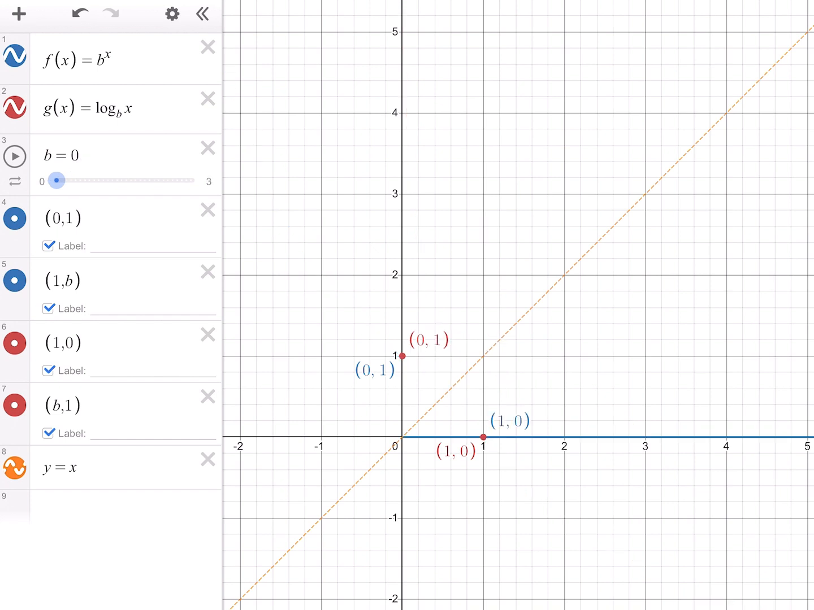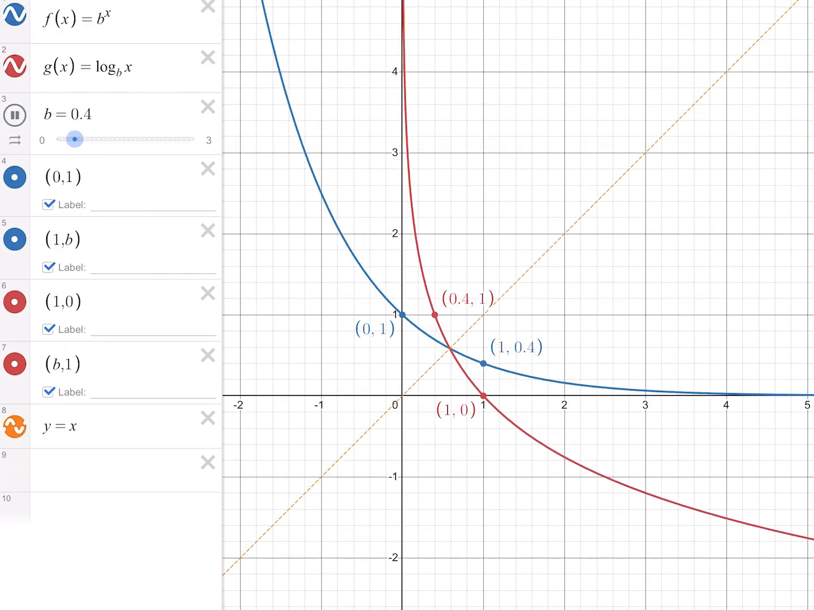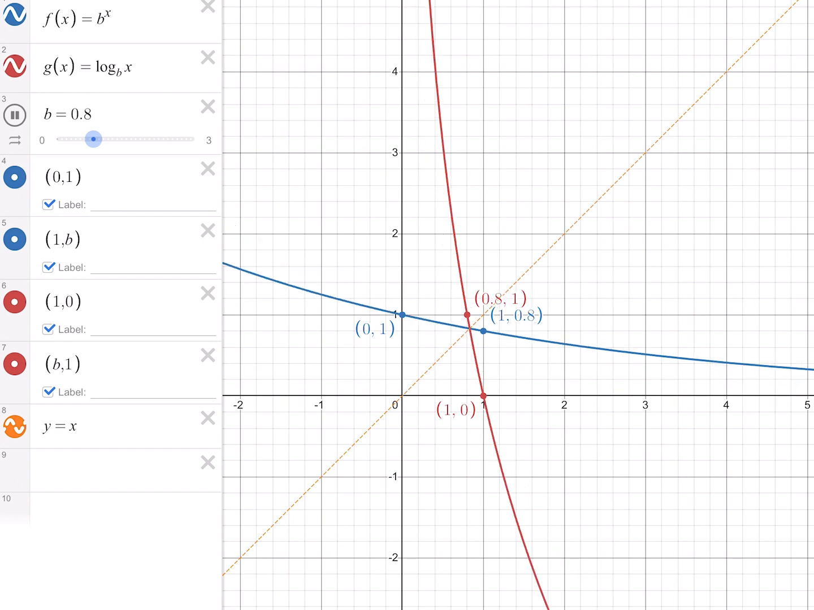I'll drag the base to 0, let it vary between 0 and 3, and hit play. If b is less than 1, both functions are decreasing. If b is more than 1, both functions are increasing.